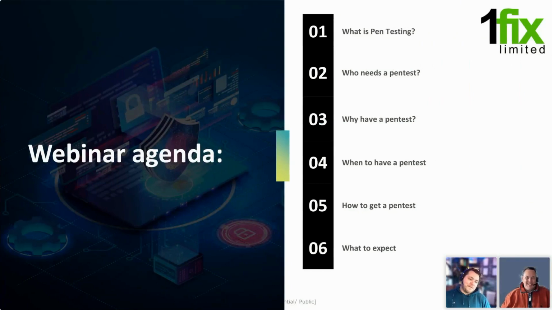So there we go. Right, there's your agenda. The agenda for the slides is essentially what is pen testing, who needs it, why have it, when to have it, and then really how do we go about getting a pen test, what's involved, and what to expect during the course of a pen test. So hopefully we're going to cover the main topics, some in depth, some a little bit lighter, but obviously any questions we can go over and cover as we go.